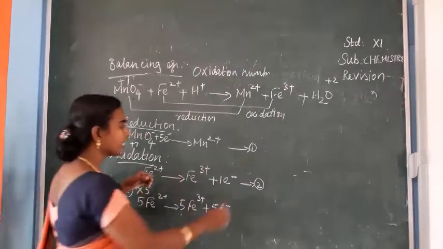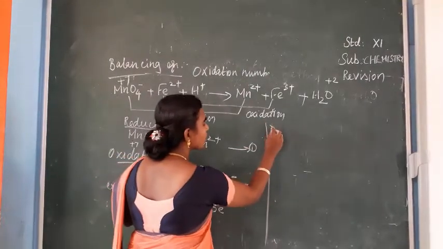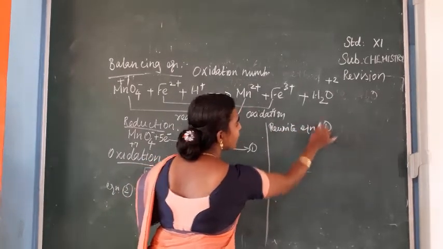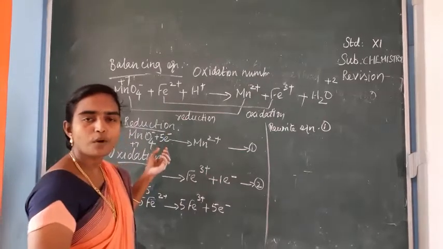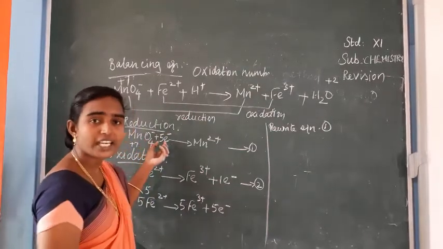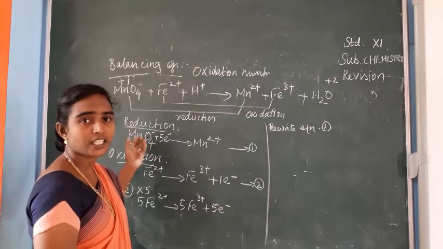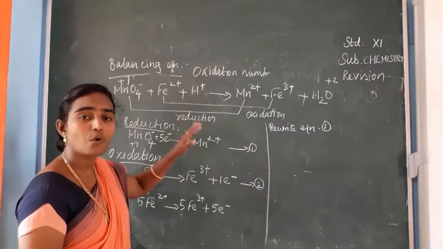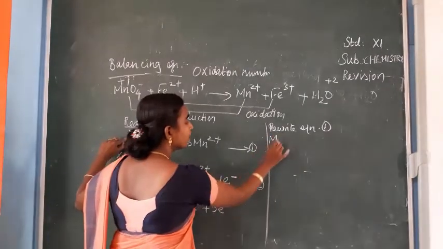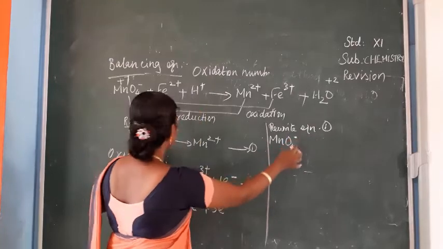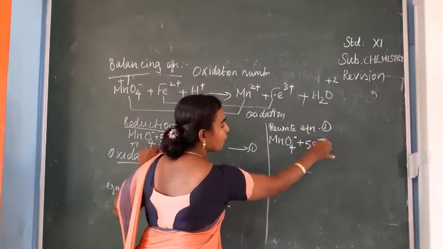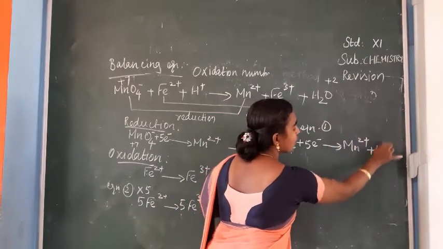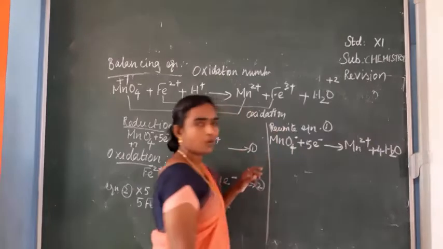Okay. So I can rewrite equation 1. Because 4 oxygen atoms are in excess on the left hand side, the reactant side, it should be balanced on the right hand side. How can we balance the oxygen atoms? By adding 4 water molecules. So MnO4 minus plus 5 electrons gives Mn2 plus plus 4 water molecules. 4 water molecules. Is it clear?